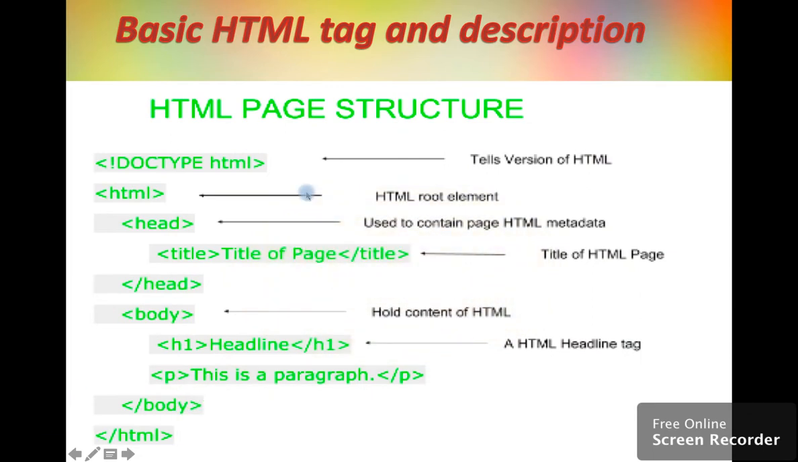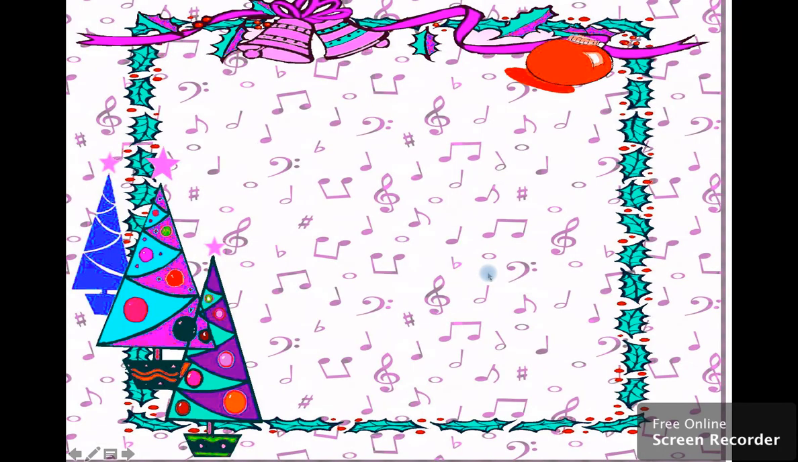The doctype HTML is an instruction to the browser about the version of HTML used to write the page. It is the first statement written in the HTML file, and it tells the version of HTML. Now we come to the html tag. The HTML root element contains information about the document title, script, and style definitions used in the document. Now this is the title, which is the title of an HTML page, and the body holds the content of the HTML.